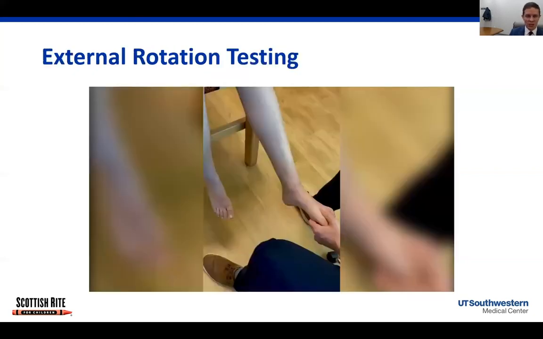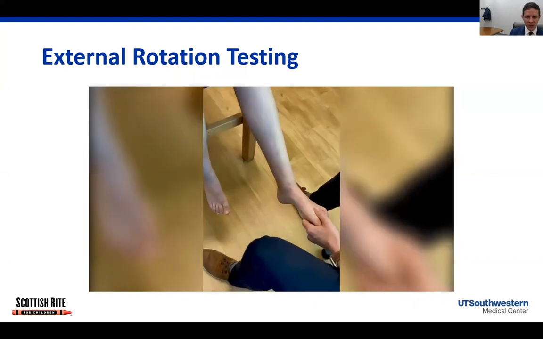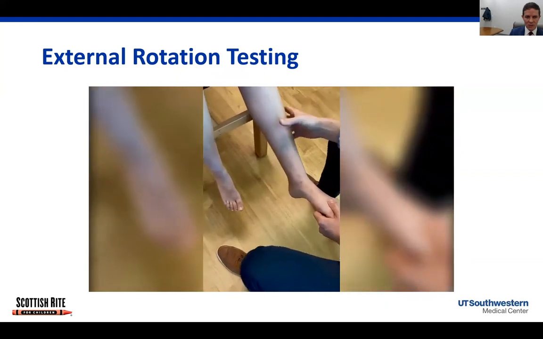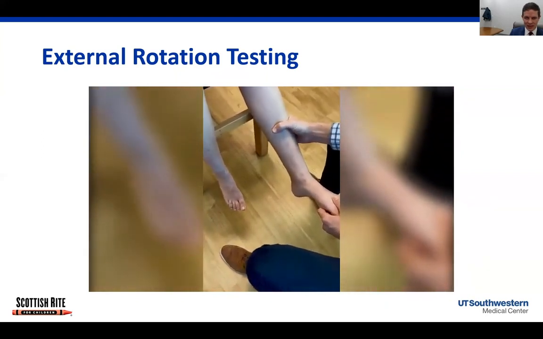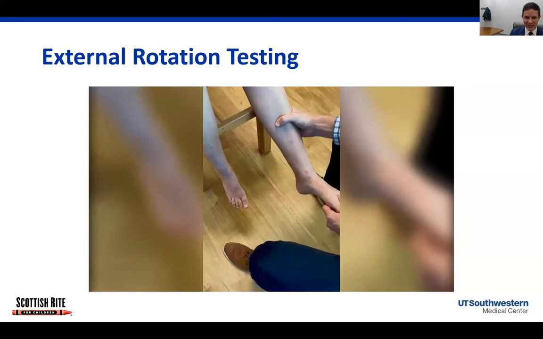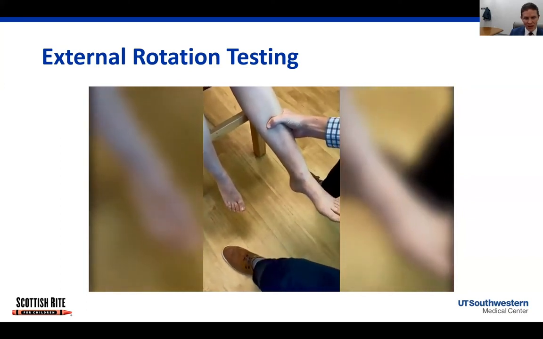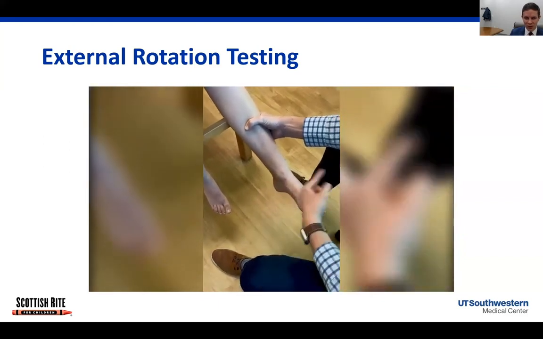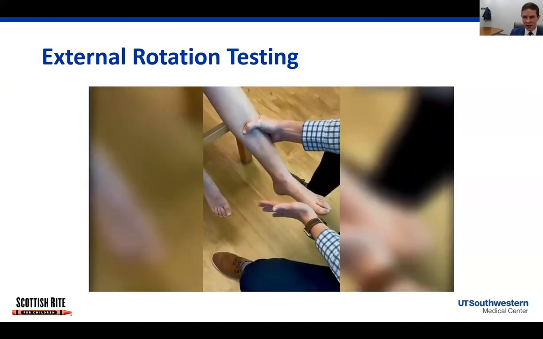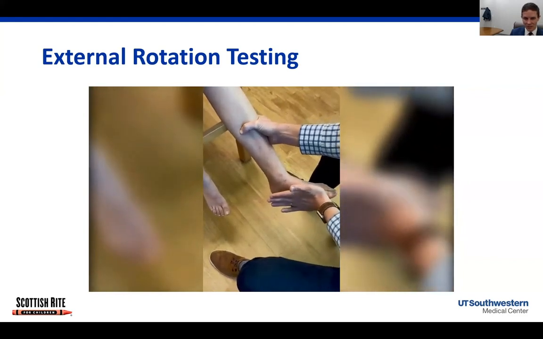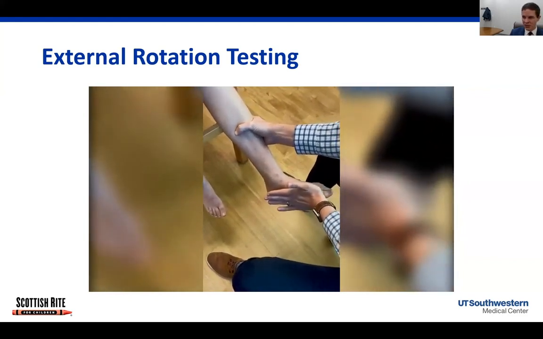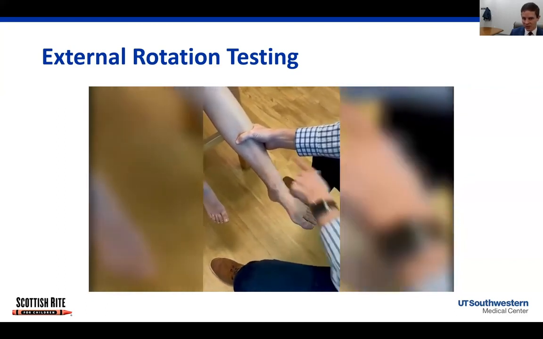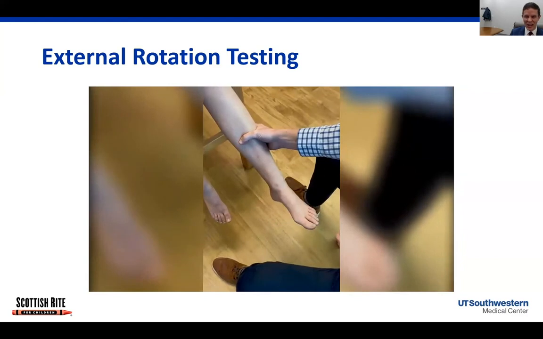Next one is external rotation testing. With this, once again, first step, I'm going to make sure I have a good grip of that lower extremity. I want to keep that lower leg nice and stable. Then with my other hand, I'm going to take the palm of my hand and externally rotate her foot for her. I'm going to have her relax, make sure the patient is relaxed, and then push outward. Once again, I'm looking for pain, and I'm going to see if there's a little bit more movement. And this tests a high ankle injury.